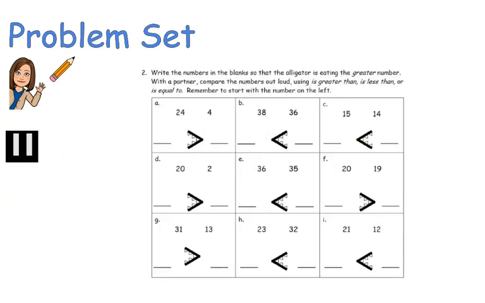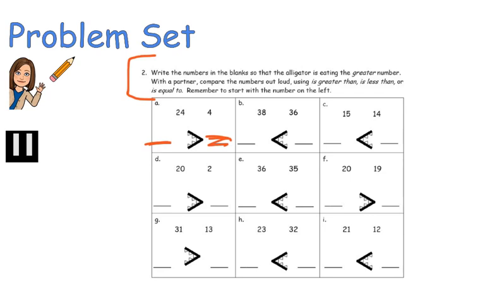Great. Now here is our last part. The directions say, write the numbers in the blanks. So see how there's some lines right here? So that the alligator is eating the greater number. With a partner, compare the numbers out loud. So you can do this with a family member at home. Using is greater than, is less than, or is equal to. Remember to start with the number on the left.